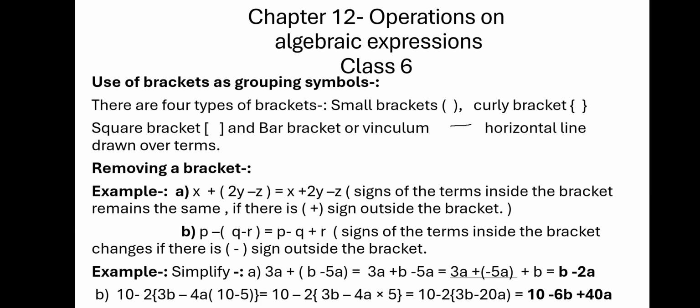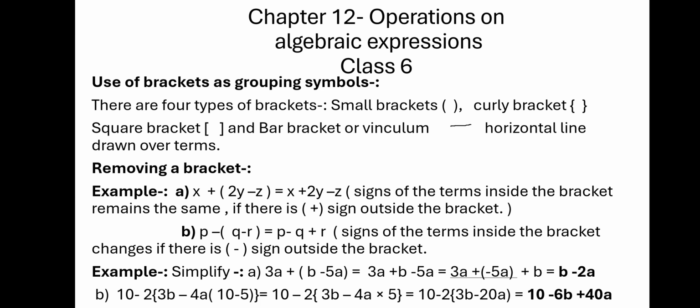Example: simplify 3a plus (b minus 5a). Here a positive sign is there before the bracket, so nothing will change. So 3a plus b minus 5a will remain as it is, and we will get 3a minus 5a, that is negative 2a, and b as it is, positive b. So we have written it as b minus 2a.